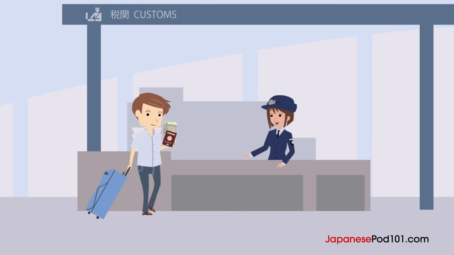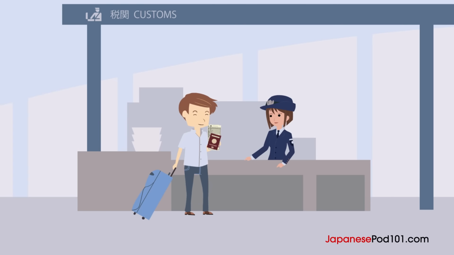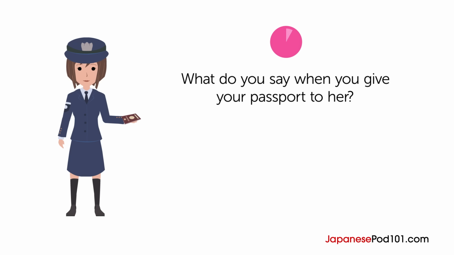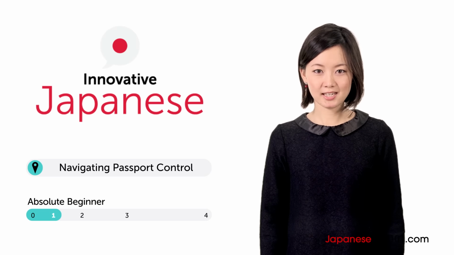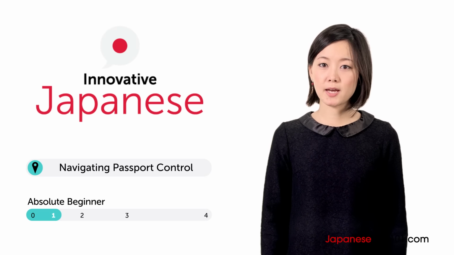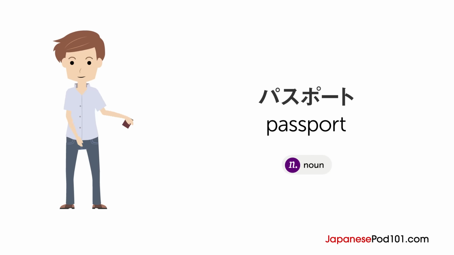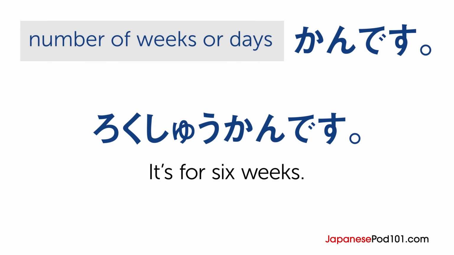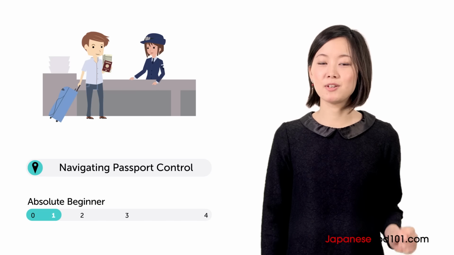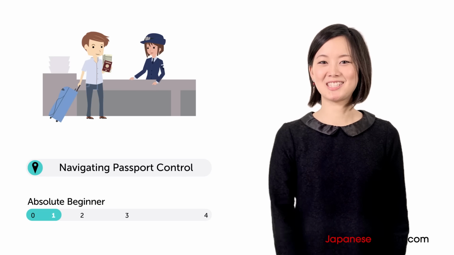Imagine you're going through passport control and you have to answer important questions in Japanese. What will you say? こんにちは、リサです。Lisa here. Navigating the passport desk in Japanese is easy. In this lesson, you're going to learn how. Mark's plane just arrived in Japan. Let's watch.